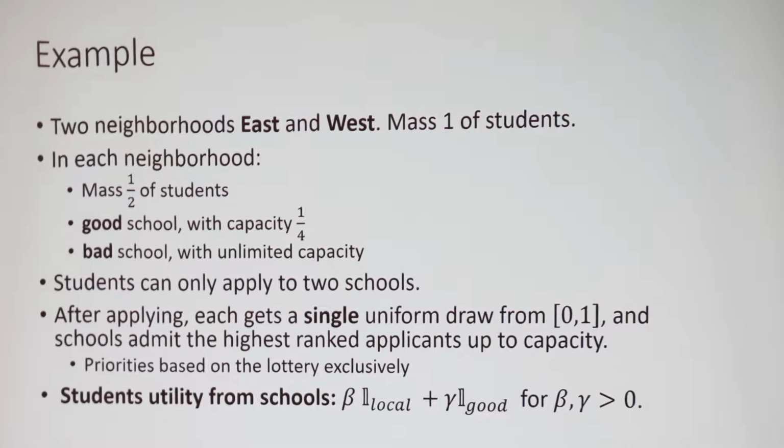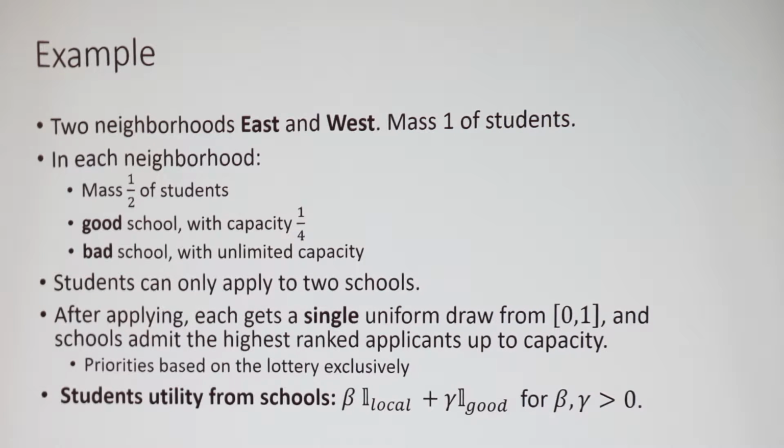Okay? So I'd like to start with an example that illustrates how students should reason about applying to schools when admission prospects are correlated, and the pitfalls or the problems that analysts are going to face when they ignore this correlation. So imagine a simple town with two neighborhoods, east and west, and neighborhoods are perfectly symmetric, so there is half of the mass of the students living in each neighborhood, and each neighborhood has a good school and a bad school. The good school has only a mass quarter of seats, so it has fewer seats than students in that neighborhood, and an unconstrained bad school.